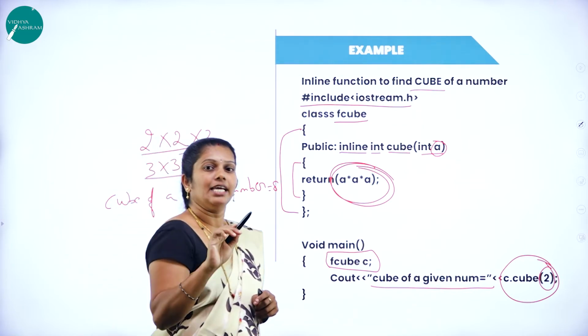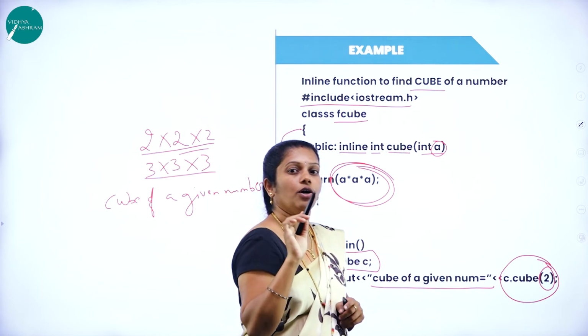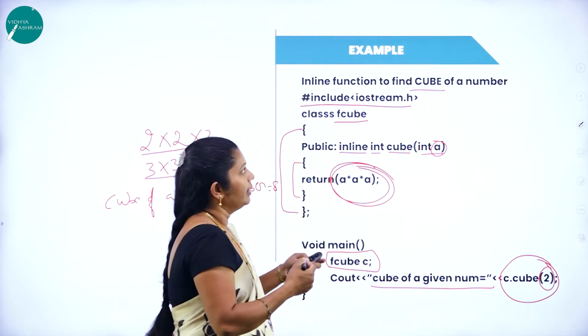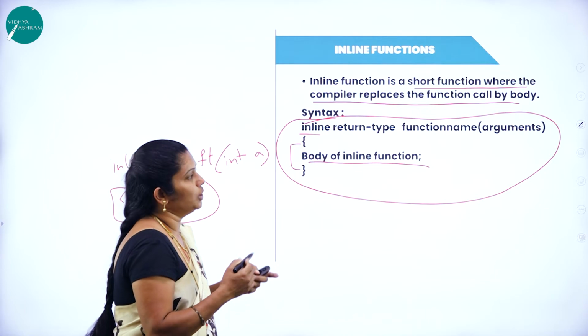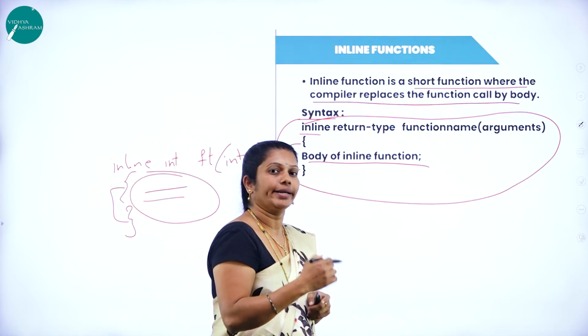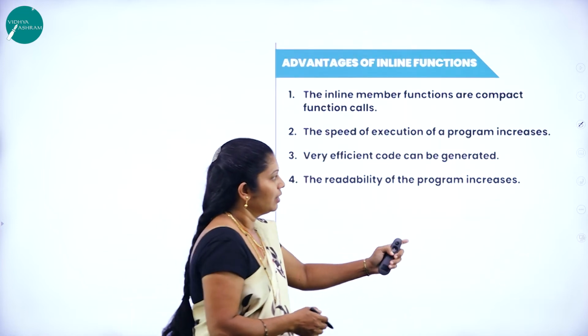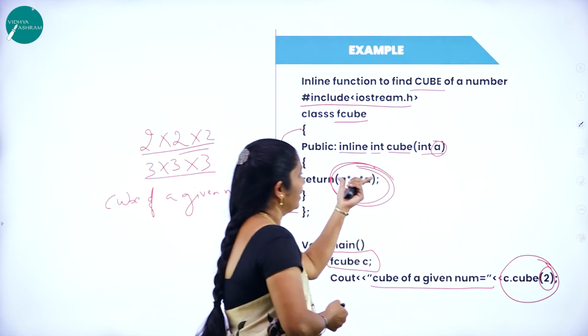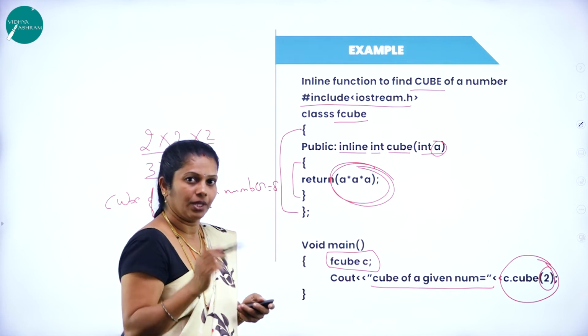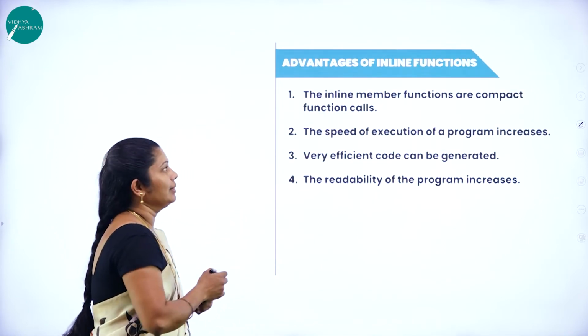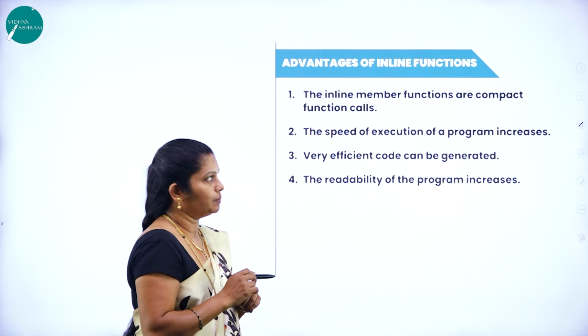That's why an inline function is called a short function, where the compiler replaces the function call by the body of the function. When you call this, directly it will replace the body. Now is it clear? Next, we will explain the advantages of inline functions.